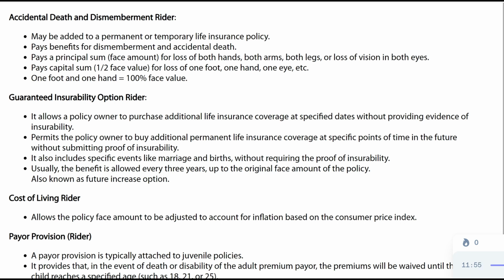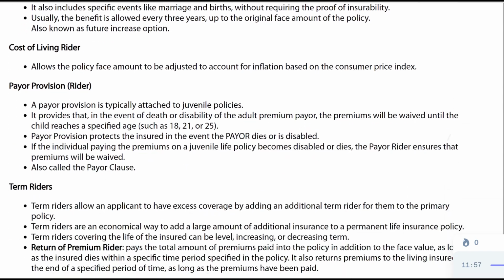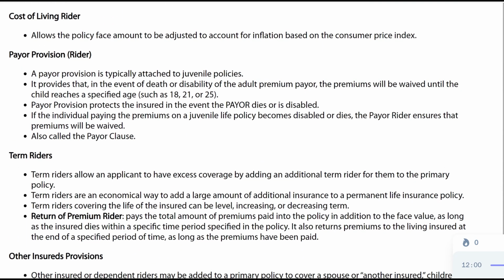Also known as future increase option, cost of living rider, allows the policy face amount to be adjusted to account for inflation based on the Consumer Price Index. Payer provision rider. A payer provision is typically attached to juvenile policies.